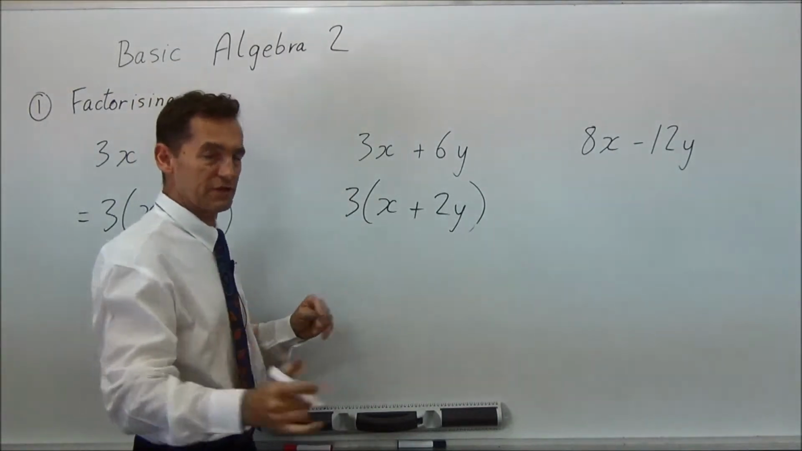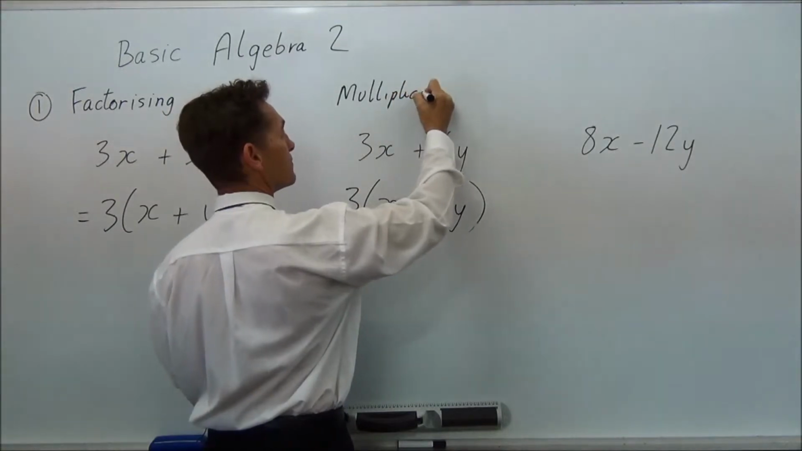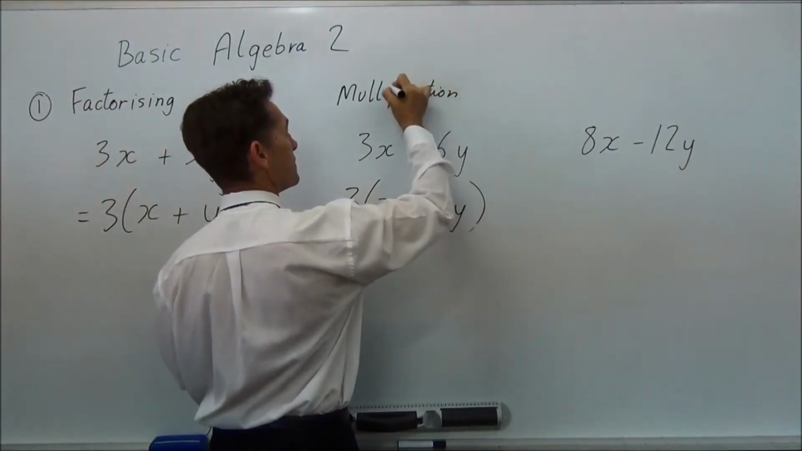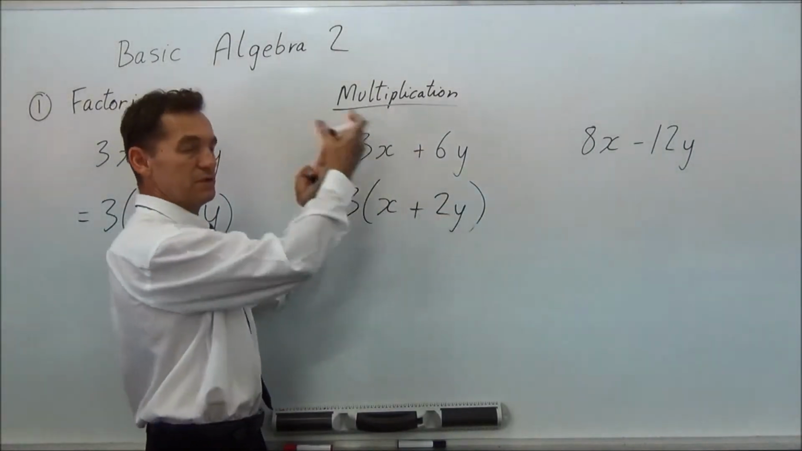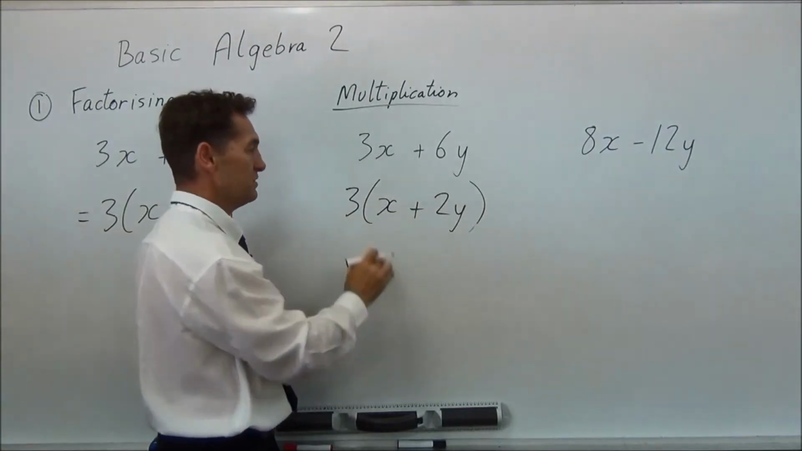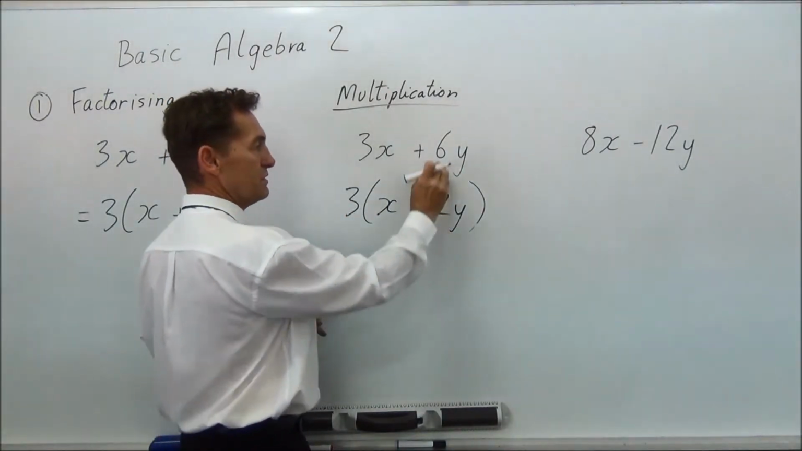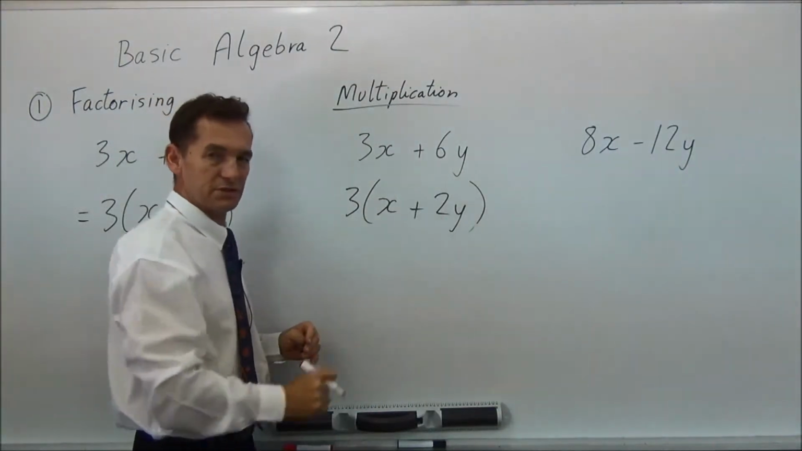And the key for factorisation is multiplication. Okay, that is your key. You're looking at what you can multiply to take out. So you're not going 3 plus 3. Okay, that's not what you're doing. You're doing 3 multiplied by 2 to give the 6. So multiplication is your key. Let's look at the next one.